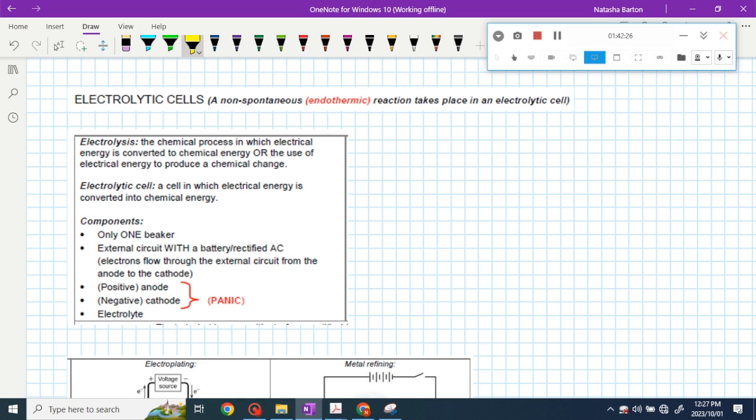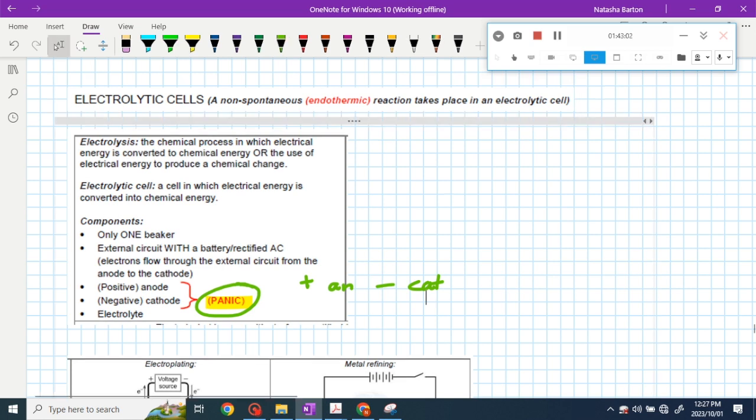So what happens? You start to panic. And that is how you are going to remember the electrode that is positive and the electrode that is negative. For your electrolytic cell, we say PANIC, which means positive anode, negative cathode. If in an electrolytic cell the anode is positive and the cathode is negative, then in the galvanic cell it's the other way around. You can memorize that and you're going to be okay. All right, so you just begin to panic and you're going to be fine.